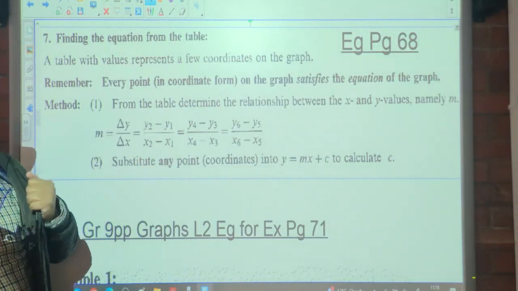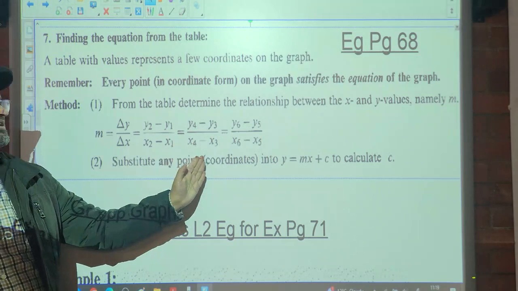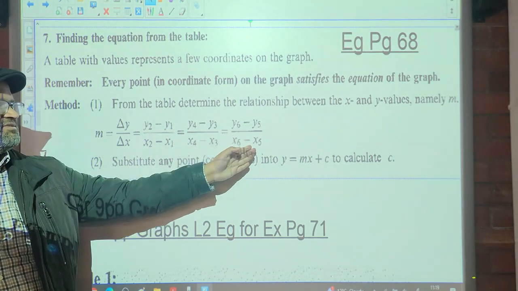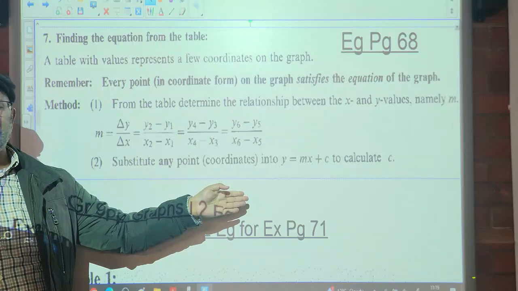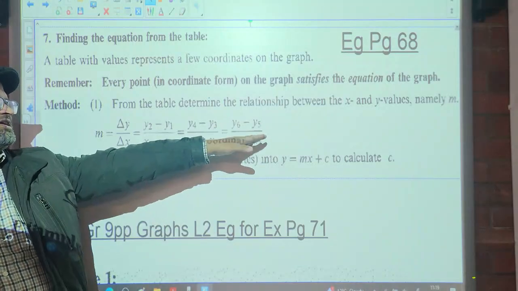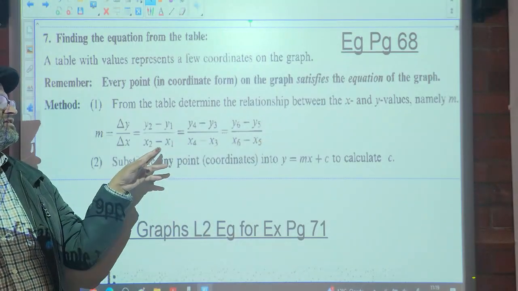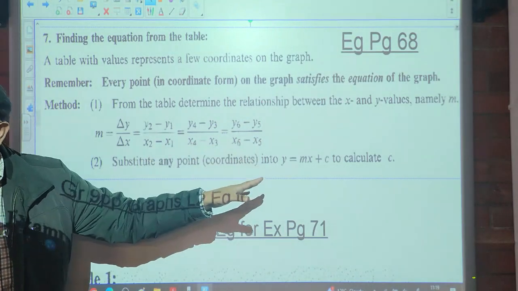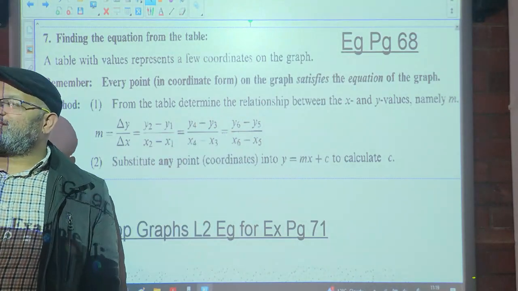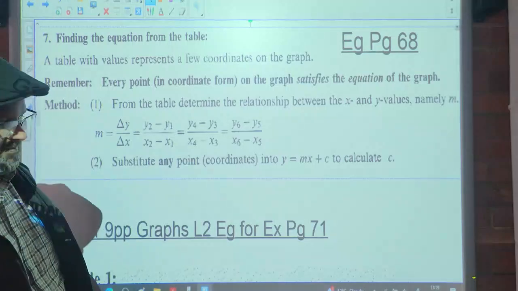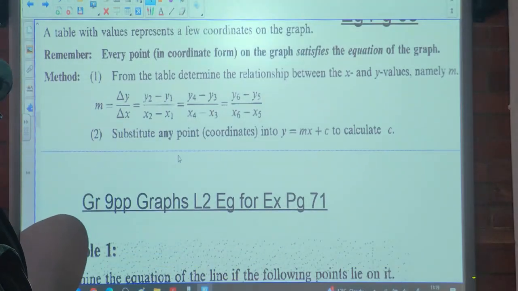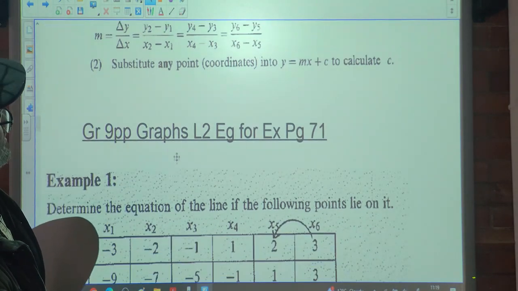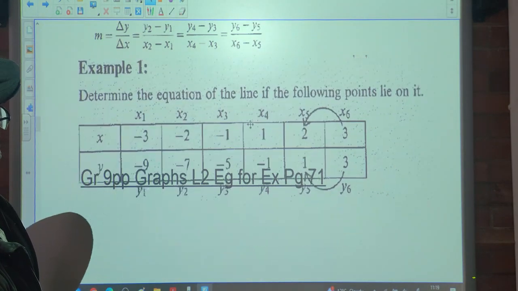Okay? y4 minus y3 is the same over x4 minus x3. y6 minus y5 over x6 minus x5. You could have had y6 minus y1. If it's y6 minus y1, it will be over x6 minus x1. Okay? Method 2: substitute any point's coordinates into the form y equals mx plus c. Calculate.